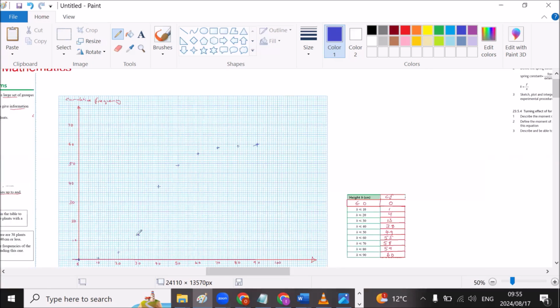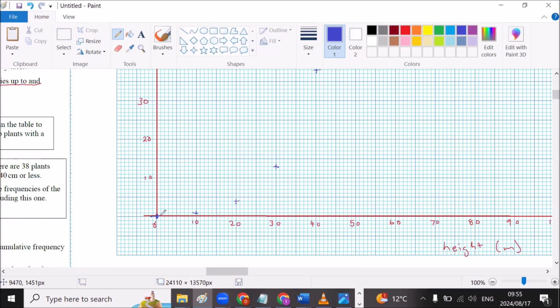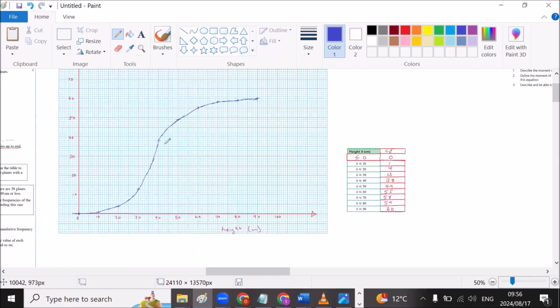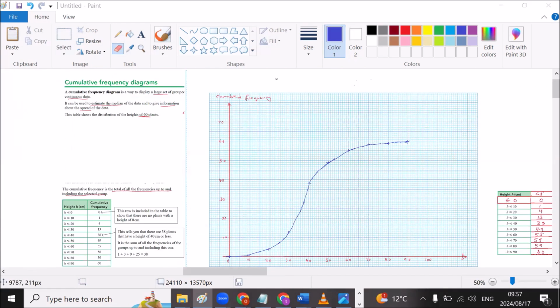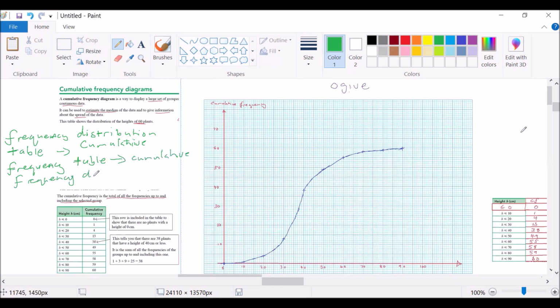So we join these points freehand to make this curve. Remember, use a pencil so that when you make a mistake, you can rub and try again. So this is our cumulative frequency diagram, which is also known as an ogive. So to summarize this, when we are given a frequency distribution table for continuous data, we can create a cumulative frequency table, which will enable us to make a cumulative frequency diagram, also known as an ogive.